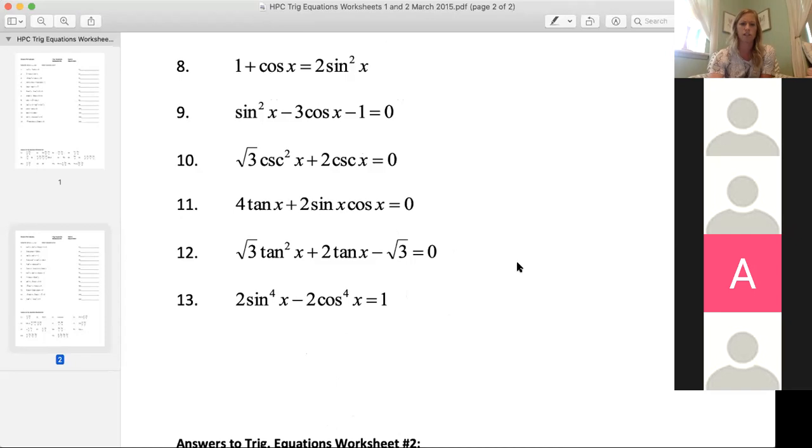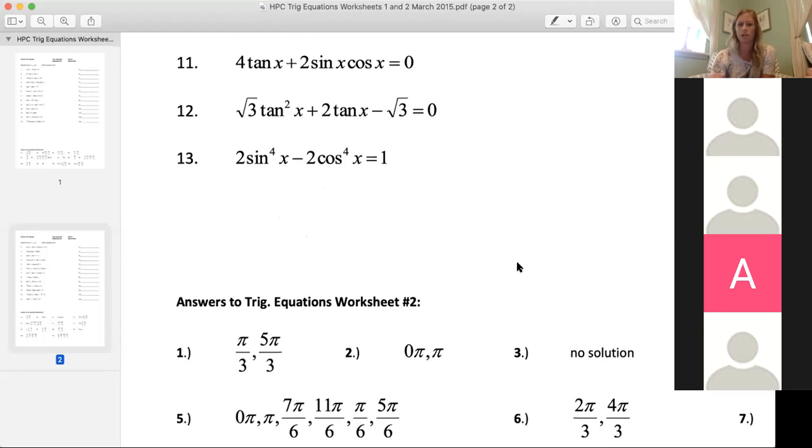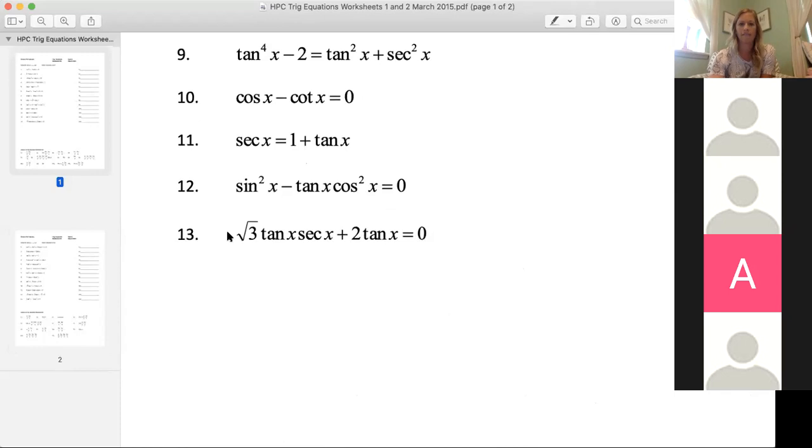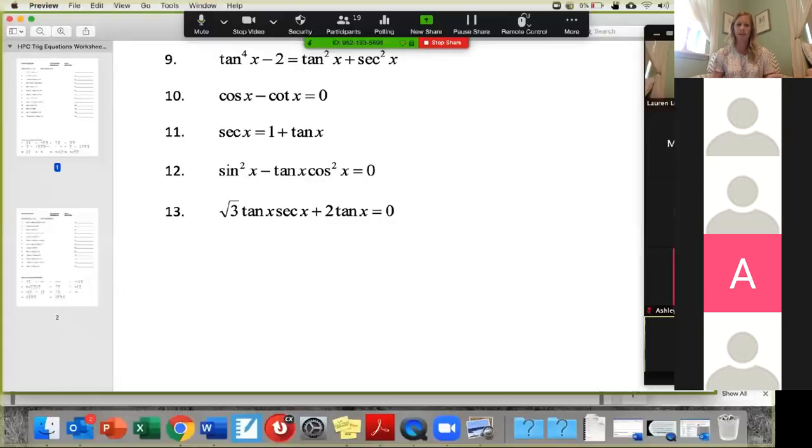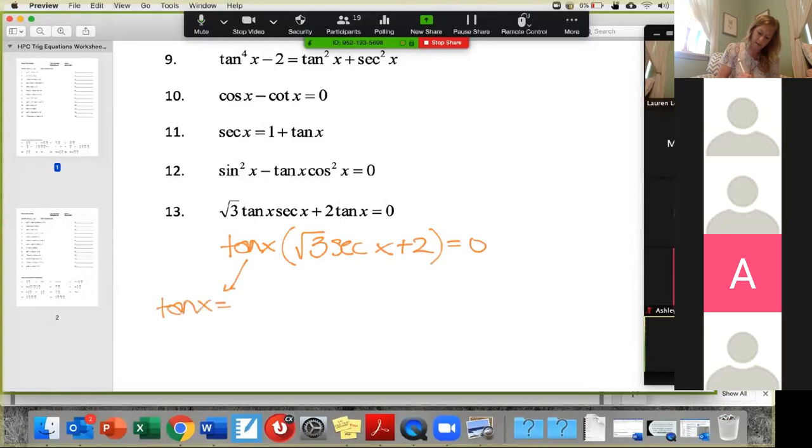And then I heard question 13 on the first page. On the first page, that is a greatest common factor question. Because of the tangents and secants, you would have to be careful with your answers. But I would take out a tangent. That would leave me root 3 secant plus 2. I would then set your factors equal to 0. Secant is then equal to negative 2 over root 3. So that makes cosine equal to negative root 3 over 2. So tangent equals 0.